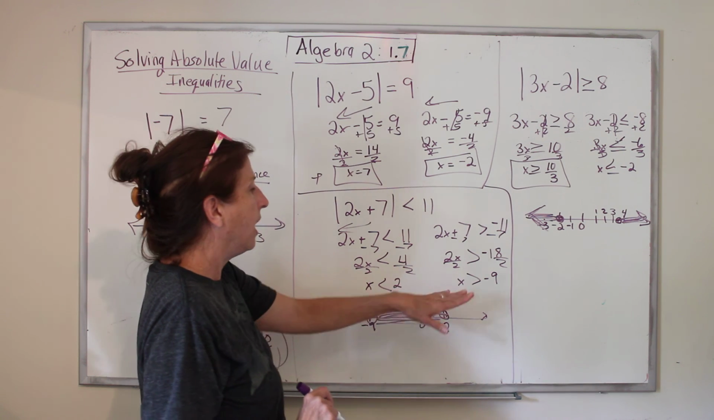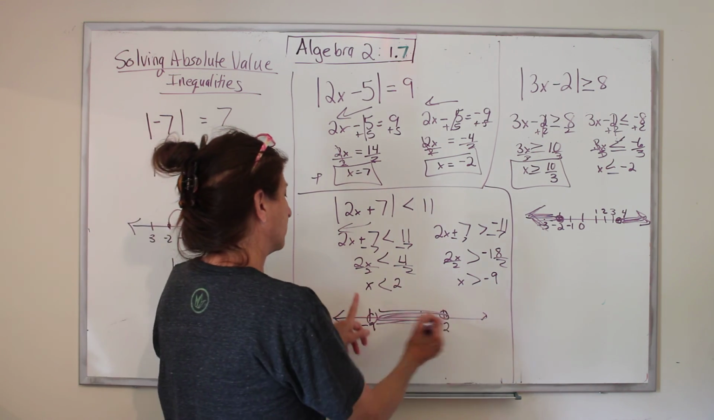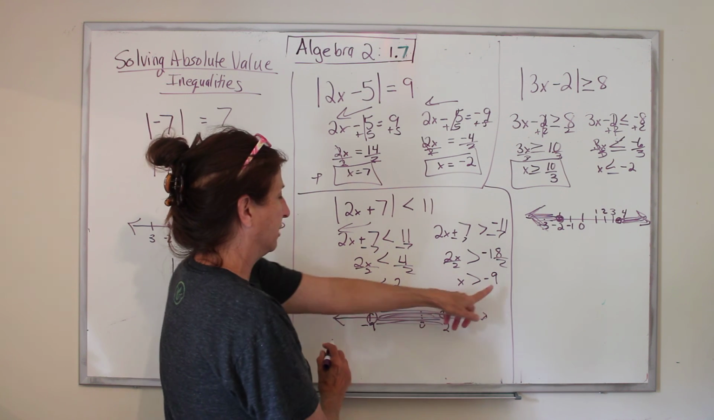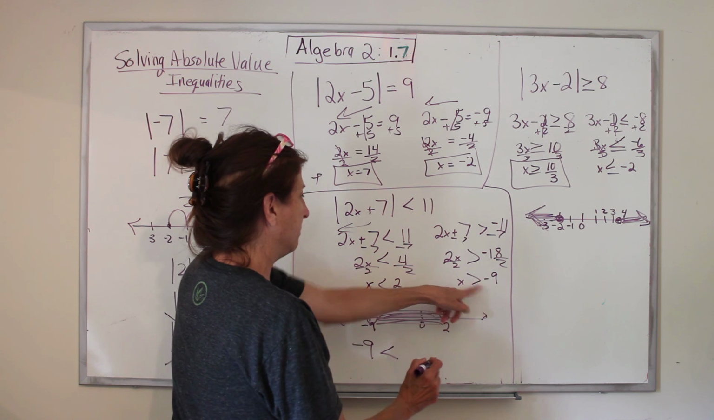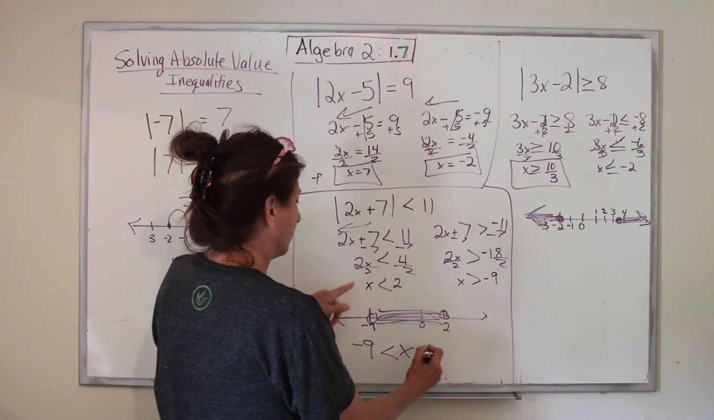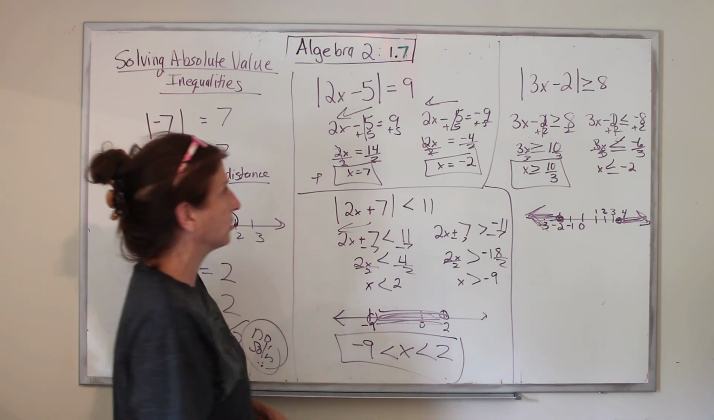Now this one, a lot of teachers will not like your answer like that. If it's an in-between one, they want you to write it in between. So you start with your negative number, negative 9, and then make the mouth go to the x, and then make the mouth go away from the x, and they want that as your answer.